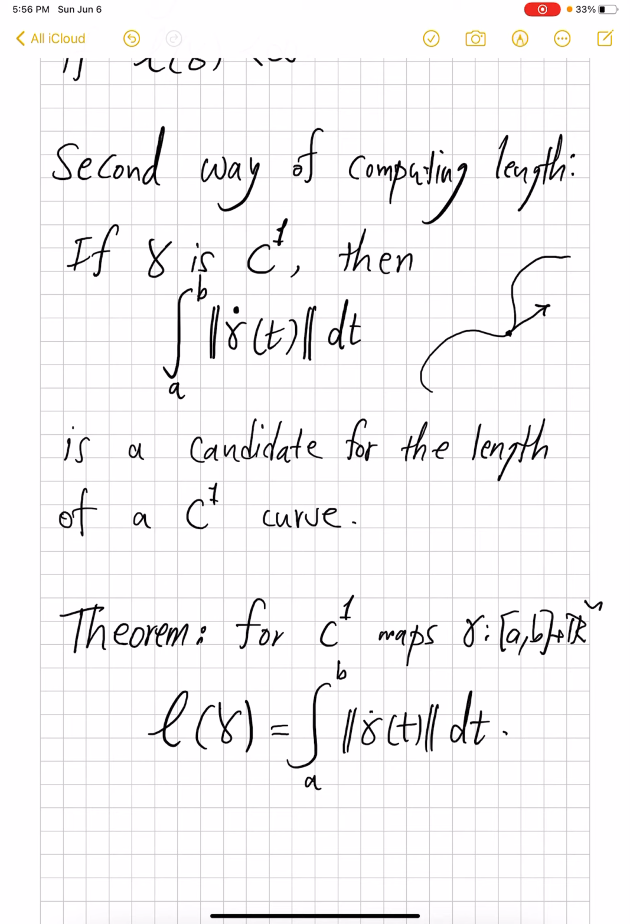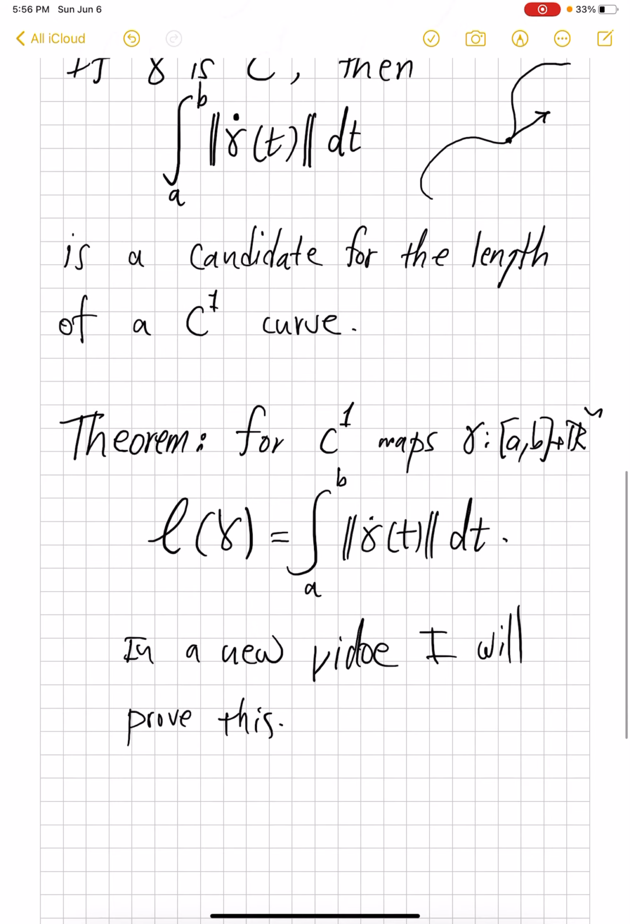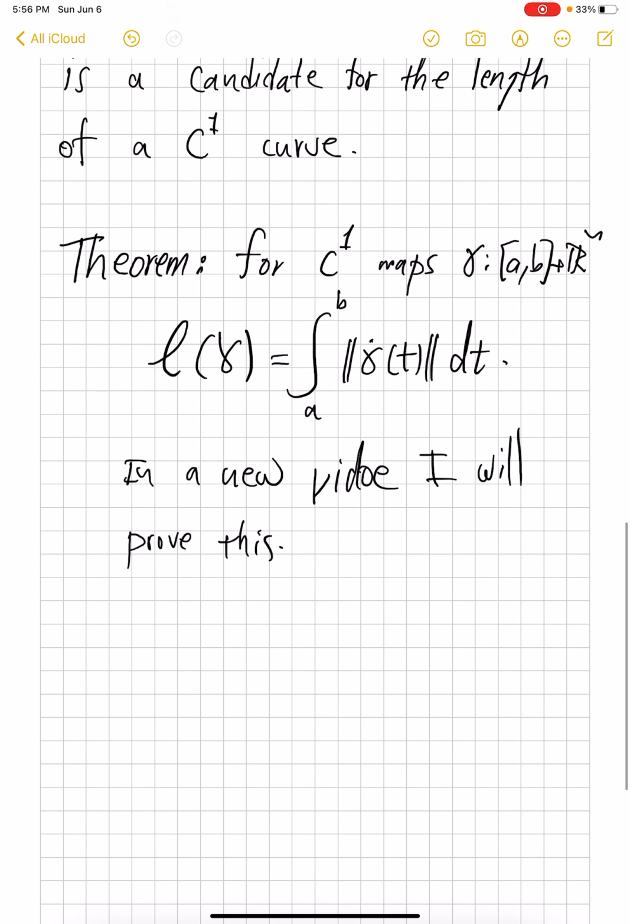Now in a separate video, I will prove this result, that these are equal, because the proof is actually quite interesting. But for the rest of this video, what I want to emphasize is a huge difference between these ways of defining the length of curves. Although they ultimately end up being equal for C1 maps, there is a huge difference between these two.